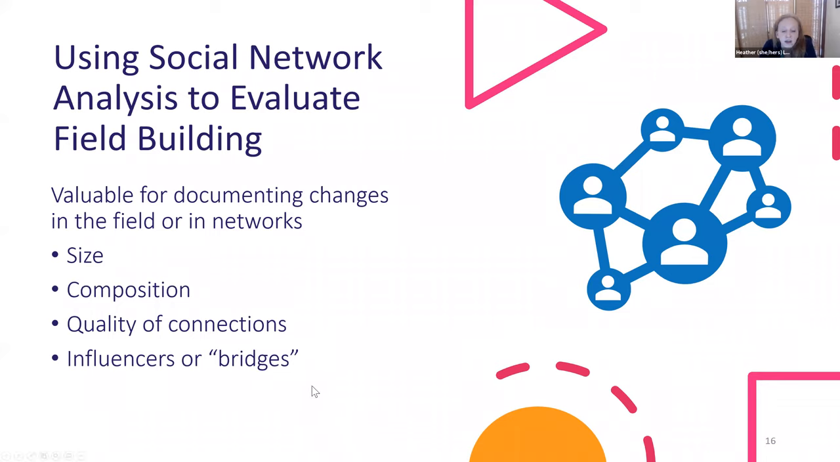Social network analysis also helps us understand the quality of connections between actors. That is, whether individuals are collaborating deeply with one another or they just know each other. And then finally, social network analysis helps us understand who the most influential individuals or organizations are within the network. That is, it helps us understand who's really pivotal for bridging or connecting different parts of the network to one another. Next slide.